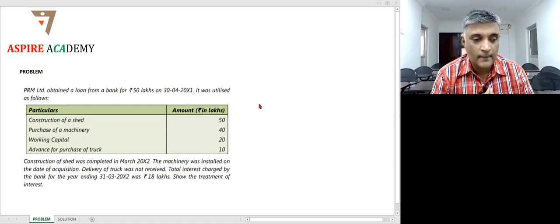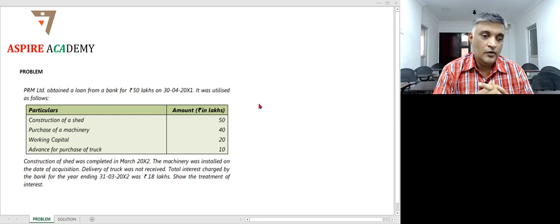Construction of shed was completed in March 20x2. The machinery was installed on the date of acquisition. Delivery of the truck was not received, and the total interest charged by the bank for the year ending 31st March 20x2 is 18 lakhs. Show the treatment of interest.